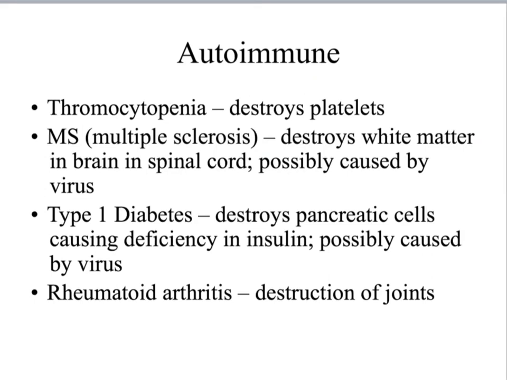Type 1 diabetes destroys pancreatic cells, causing a deficiency in insulin, and this could also possibly be caused by a virus. And then you've got rheumatoid arthritis, where the destruction of the tissue and cartilage around the joints causes damage, which can be very painful and red and swollen, and can cause a lot of problems to those who have it.